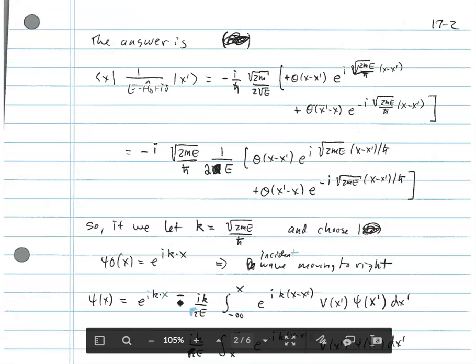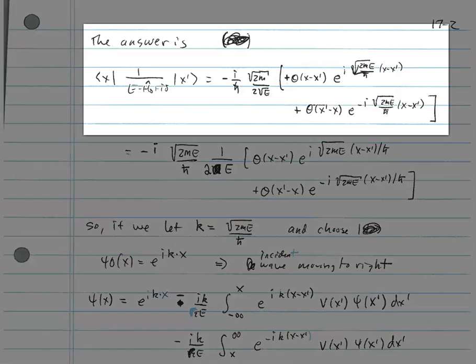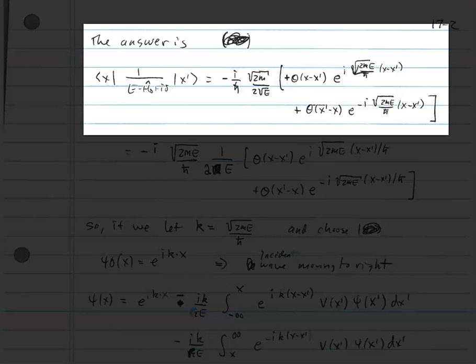Okay? So when you go through and work that out, the answer you get is minus i over h bar, square root of 2m over 2 square root of E, times theta of x minus x prime, which means we're looking at the case where x is bigger than x prime. In that case, you get e to the i square root of 2mE over h bar times x minus x prime. And then plus theta of x prime minus x, the result you get when x prime is bigger than x. You get e to the minus i square root of 2mE over h bar times x minus x prime. So you see you get complex conjugates depending upon whether x is bigger than x prime or x is less than x prime.